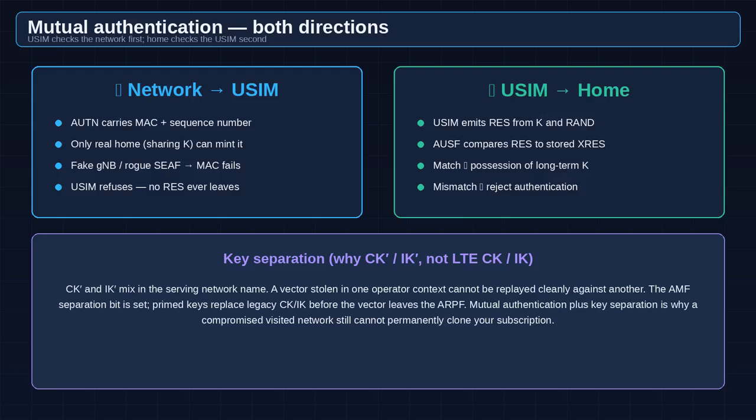There is a second subtlety: key separation. CK prime and IK prime are not the old LTE CK and IK. They are derived with the serving network name in the mix. A vector stolen from one operator context cannot be replayed cleanly against another. That is why the standard sets the AMF separation bit and replaces CK and IK with the primed versions before the vector leaves the ARPF. Mutual authentication plus key separation is the reason a compromised visited network still cannot permanently clone your subscription.